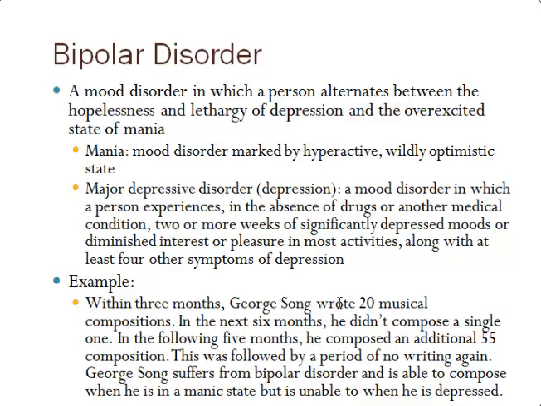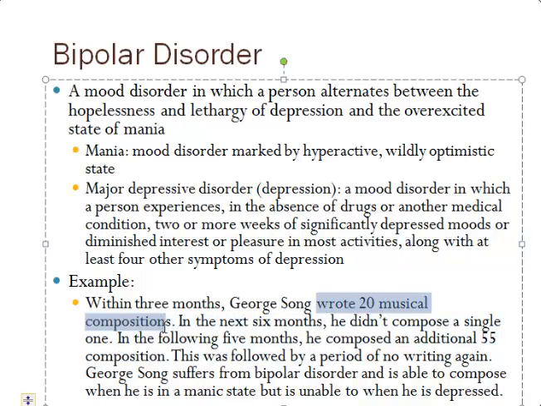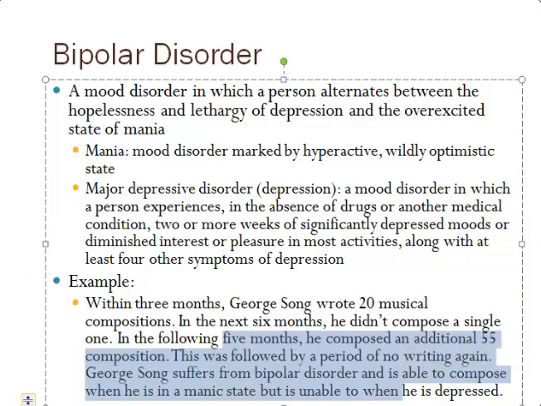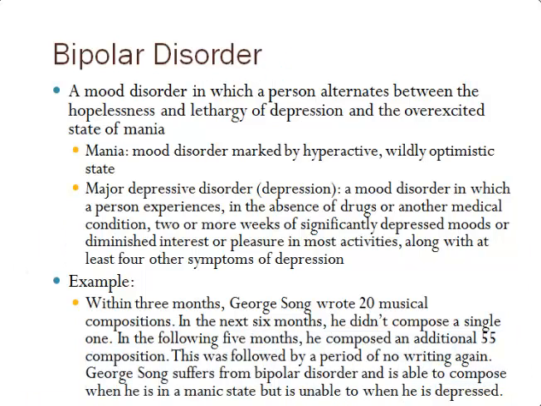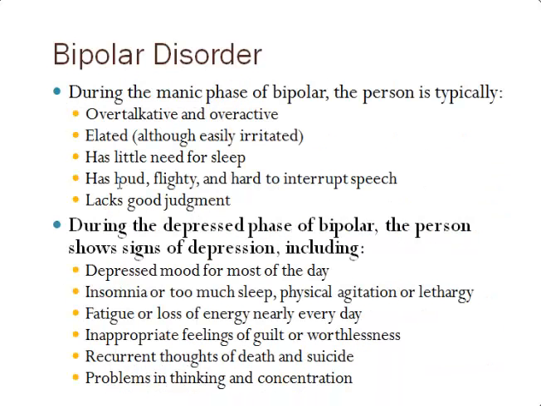Example, within 3 months, George wrote 20 musical compositions. That's his manic state. And then in the next 6 months, he didn't write a single one. And then in the following 5 months, he wrote another 55. Again, this is a symptom. It doesn't inherently mean anything, maybe George was just being lazy or on vacation, but it's an indication that George could be suffering from bipolar disorder.